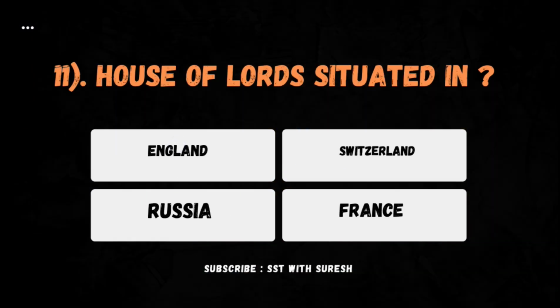Question number 11 asks: House of Lords is situated in which country? The options are: A, England; option B, Switzerland; option C, Russia; and option D, France. And the correct answer for question number 11 is that the House of Lords is situated in England. England has two legislative houses, the House of Lords and the House of Commons. Okay, next question number 12.